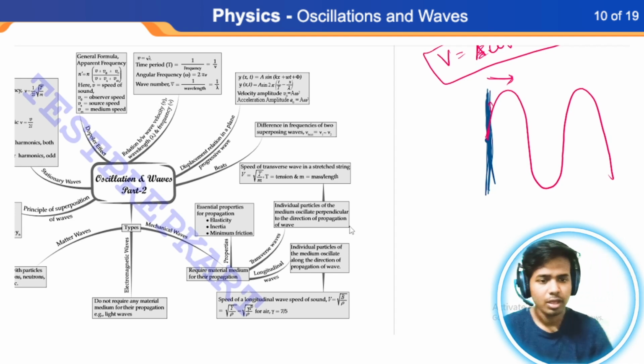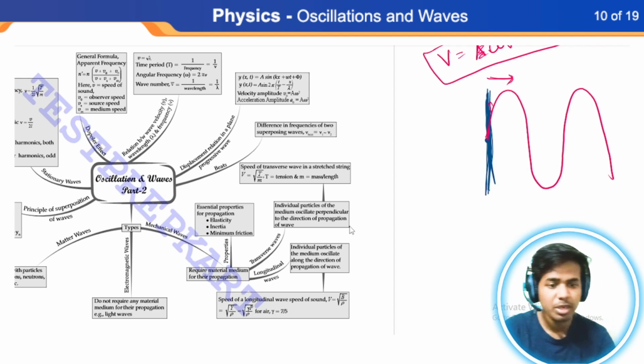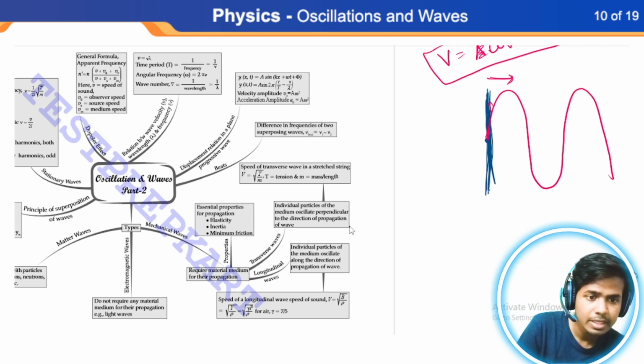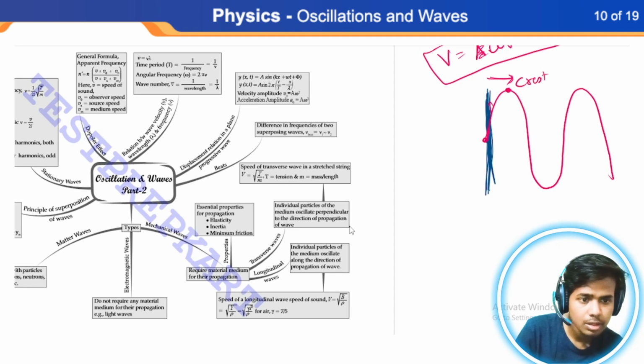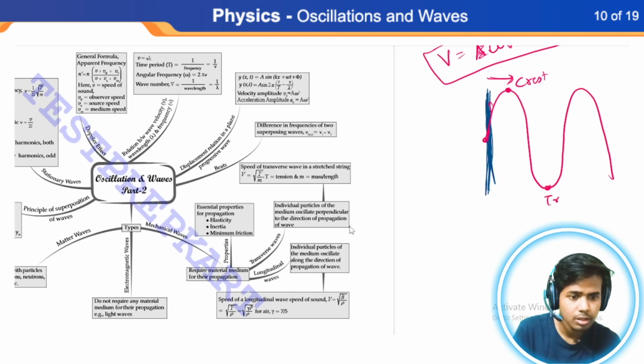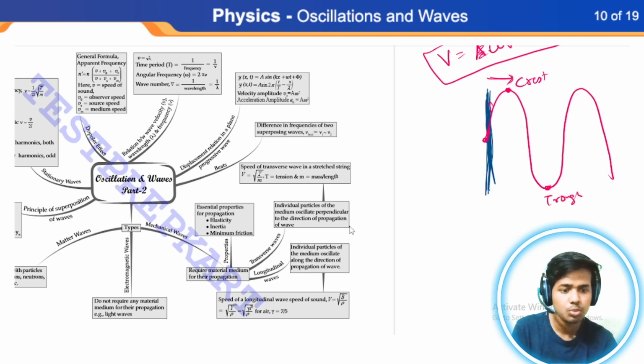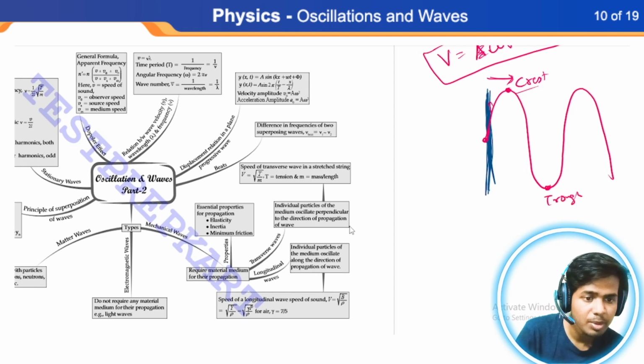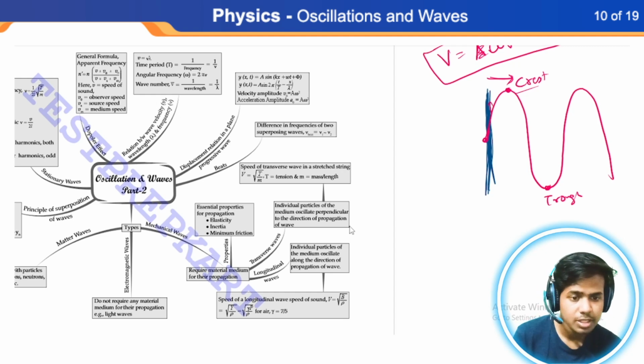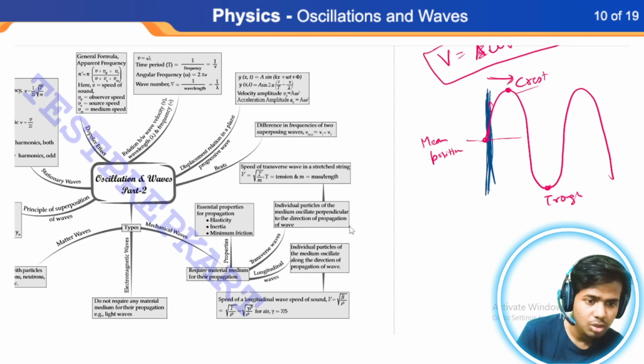Alright. Now in a wave there are some fundamental things, like distance. This is called a crest. This is called a trough, the deepest or lowest point. The uppermost point is called the crest. This is called the mean position, and we can draw it in the form of a graph as well.